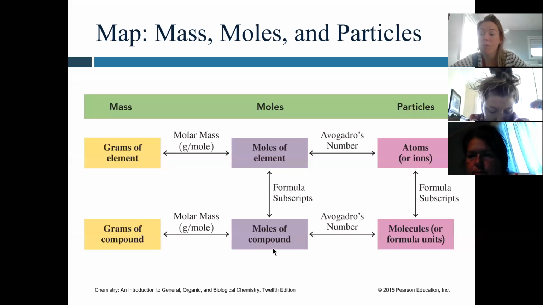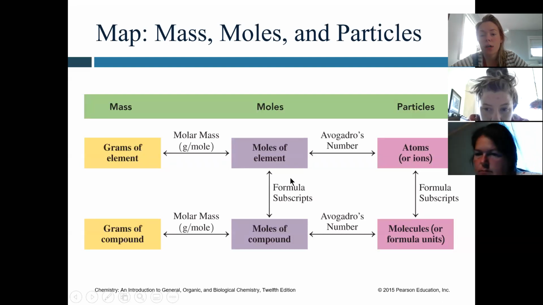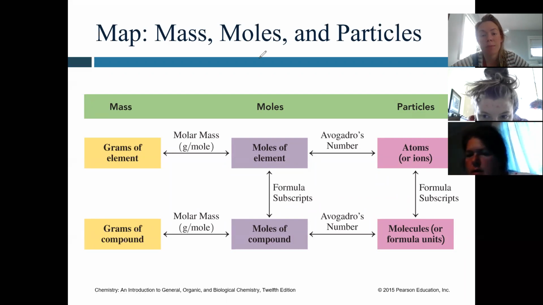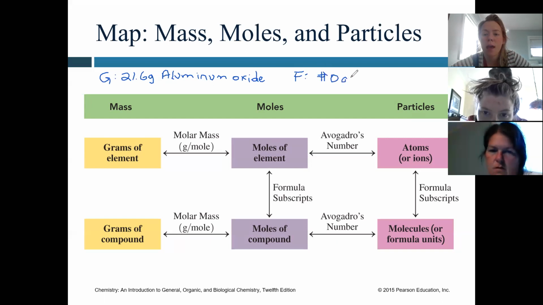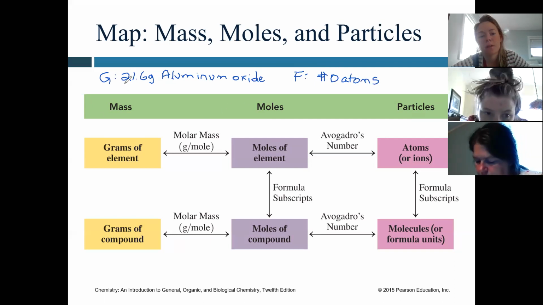I'm going to give you something and you're going to have to find something. You're going to need to figure out where you are starting and where you are ending. It's probably going to be multi-step, okay? So given you have 21.6 grams of aluminum oxide, I want you to find the number of oxygen atoms. Okay, so 21.6 grams of aluminum oxide. Find number of oxygen atoms.